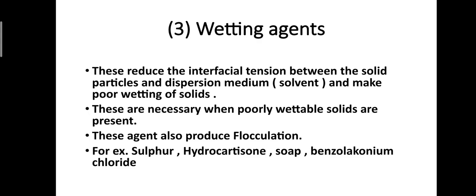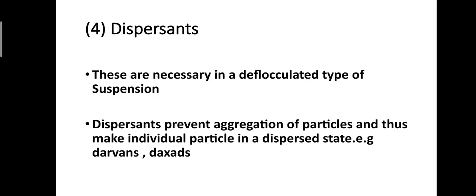Third, wetting agents. These reduce the interfacial tension between the solid particles and the dispersion medium, that is the solvent, and improve poor wetting of solids. These are necessary when poorly wettable solids are present. These agents also produce flocculation. For example, sulfur, hydrocortisone, soap, benzalkonium chloride, etc. are examples of wetting agents.